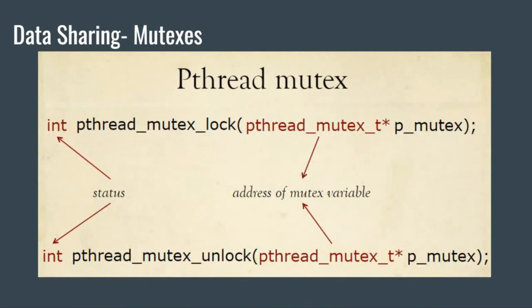And here's what the locks and unlocks look like. You just have pthread_mutex_lock, and inside of it you have a pthread_mutex_t pointer, called whatever you created that mutex variable. So if you had a mutex called p_mutex, you'd want to use the address-of operator, that ampersand, and p_mutex, and that's your parameter right there.